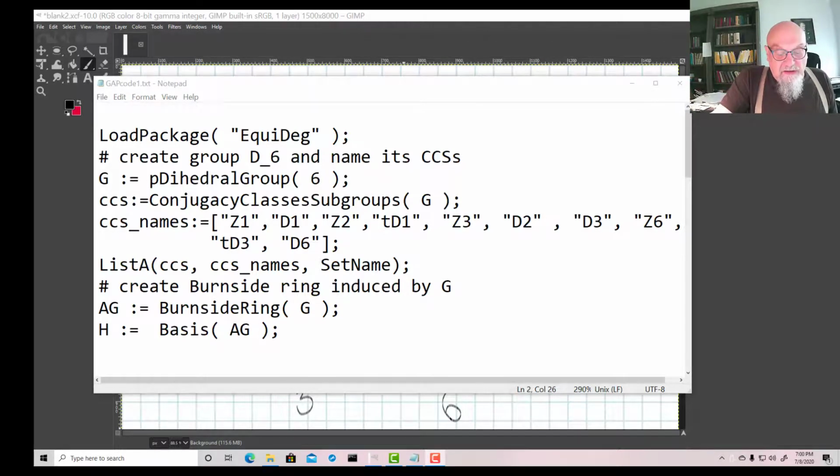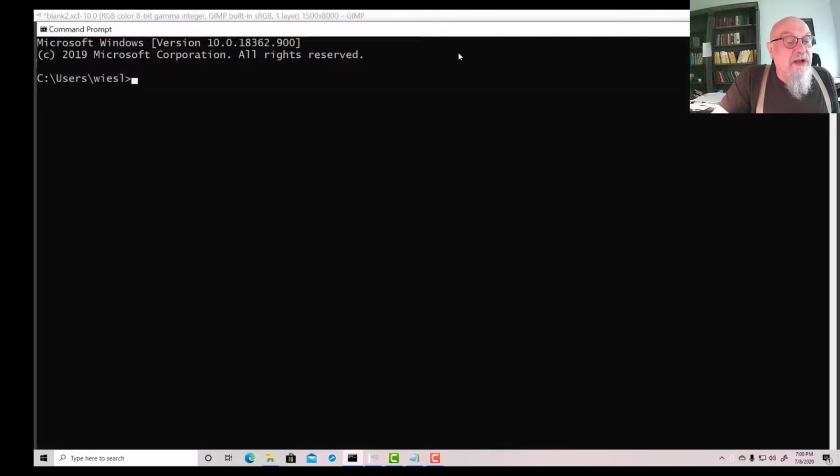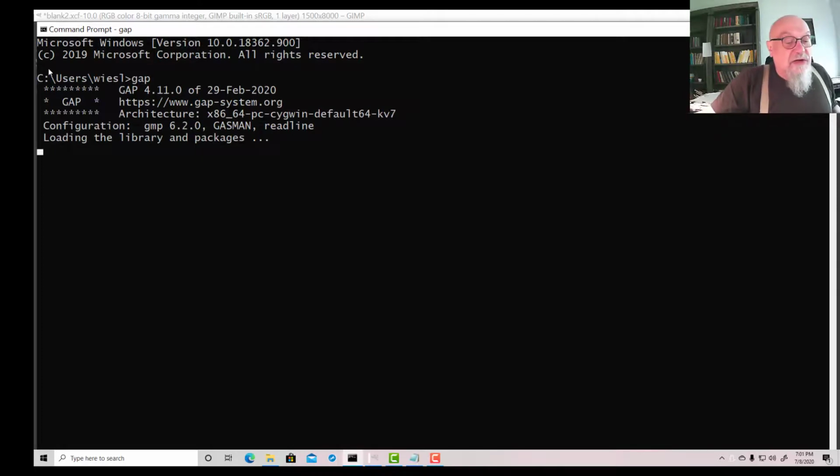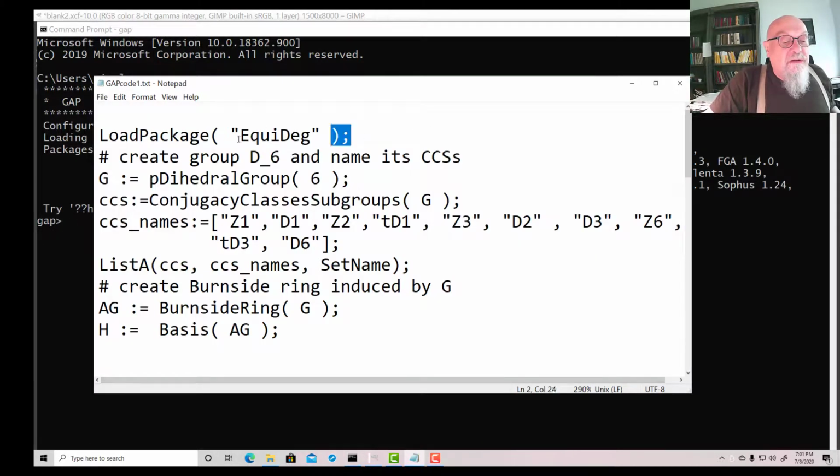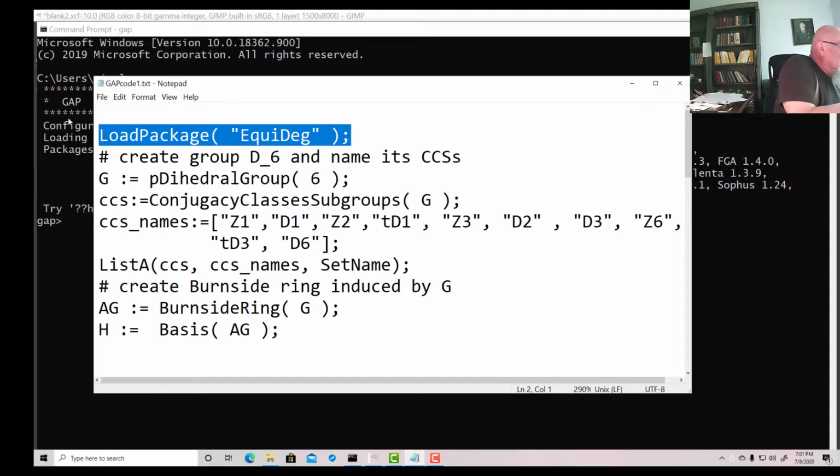For example, let's look at the dihedral group of 6 elements, and let me explain how the names can be introduced to the program. So we start again. Start GAP, then we load the library. I just copy it from here, load the library, and paste it into the GAP program.